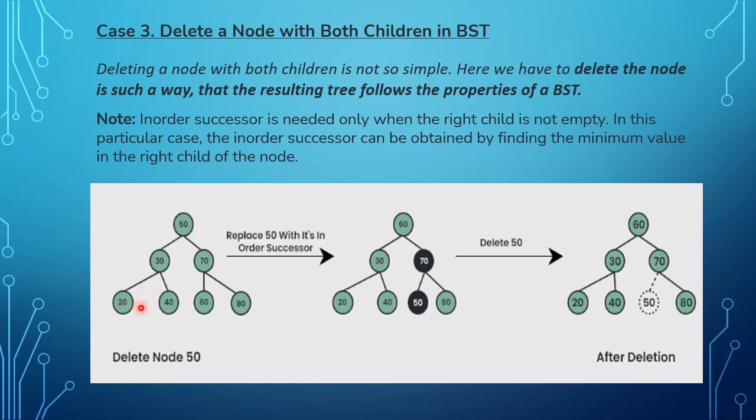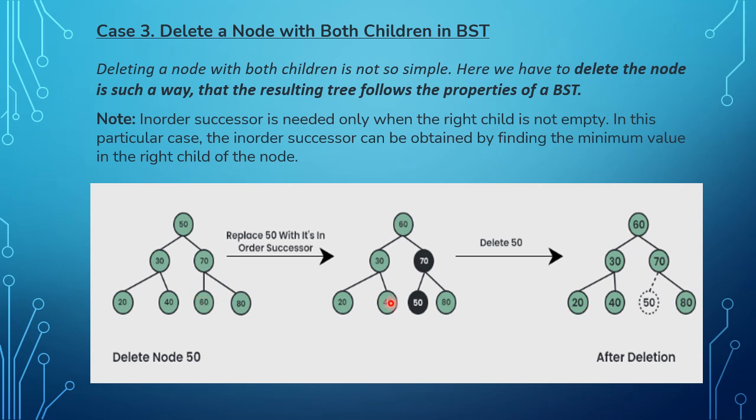So what is the use of finding the in order successor and in order predecessor? If we want to delete a root node having two children, we have to replace it with the in order predecessor or in order successor. So let us consider in order successor. What is the in order successor of 50? It is 60. So in the place of 50, we have to write 60.